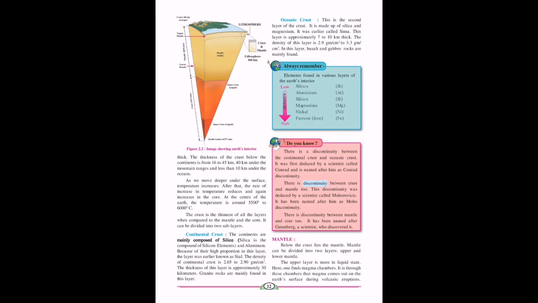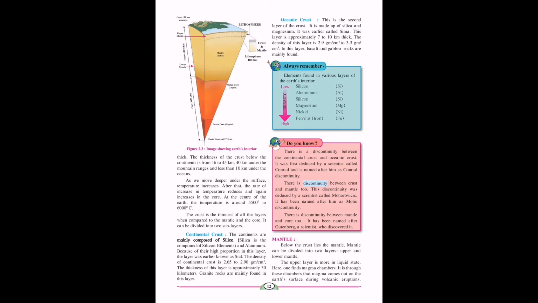Now after the crust, let's learn something more about the mantle. Below the crust, the next layer is the mantle. And mantle also can be divided into two layers, the upper layer and the lower layer, which is known as the upper mantle and the lower mantle. The upper layer is more of a liquid state. Here one finds magma chambers. It is through these chambers that magma comes out on the earth's surface during volcanic eruption.